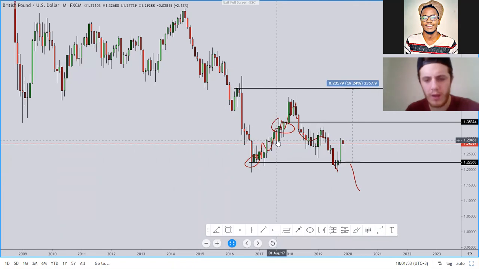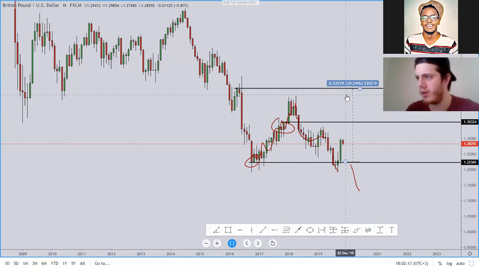Okay, so we have that in the back of our mind. Since it is the monthly level that we are looking at, we don't expect to go all the way above the daily invalidation point, whatever that will be. Understood.